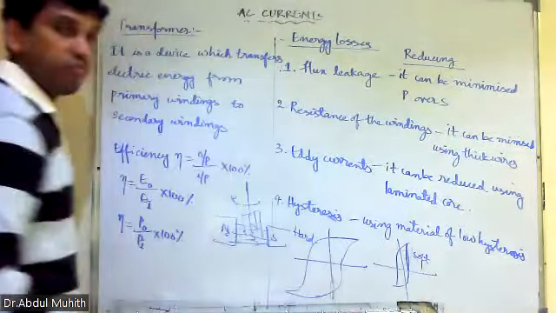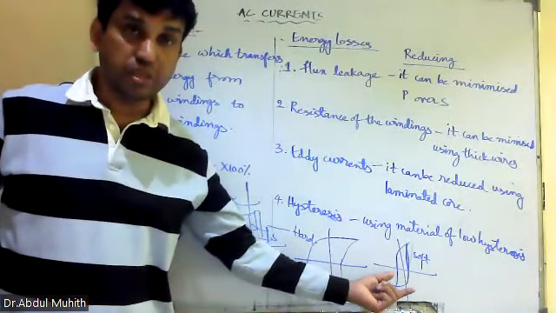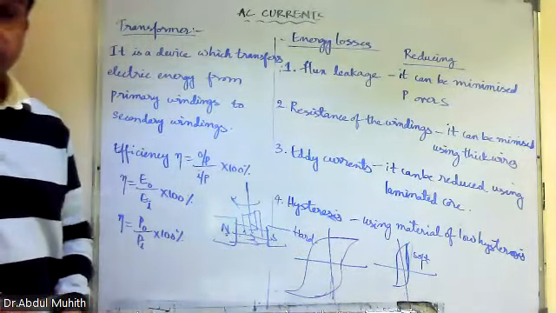So we want soft magnetic material. This is telling about how much energy is absorbed, means how much energy is converted to heat energy. Is that clear?